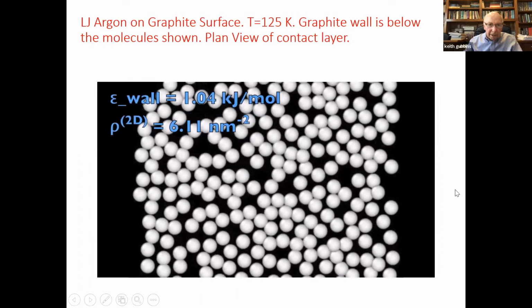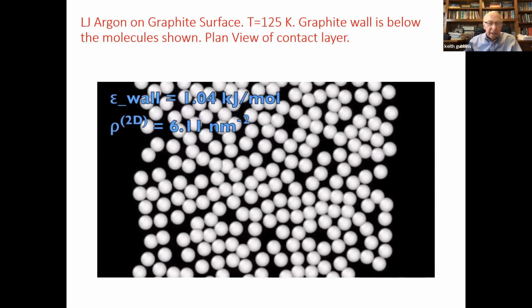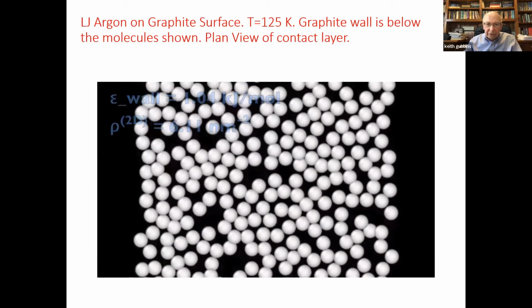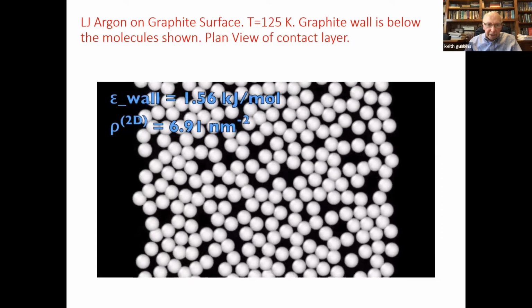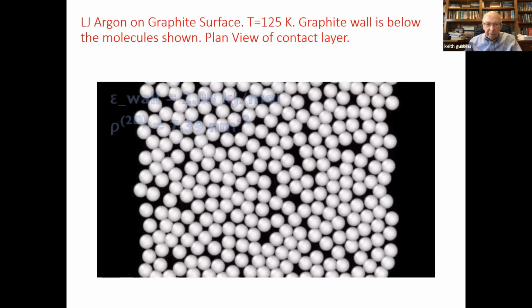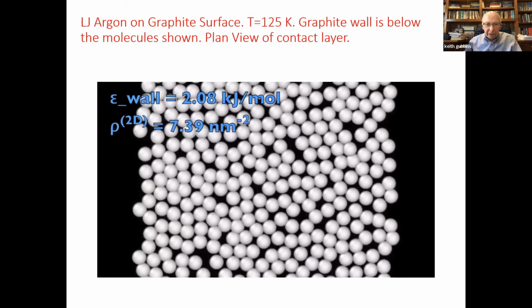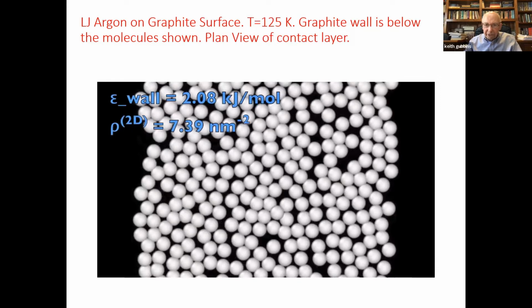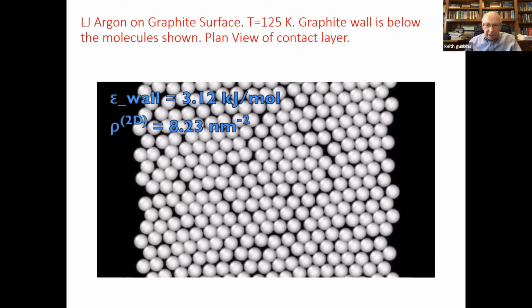Yes. So it's the same simulation, but we're just showing the contact layers. Here, the wall strength is 1 kilojoule per mole. Now we've increased it to 1.56, and the density on the wall has gone from 6 molecules per nanometer squared to 6.9. Now it's gone up even more. You can see it becoming denser.